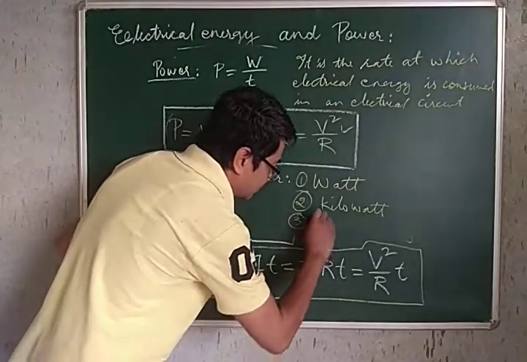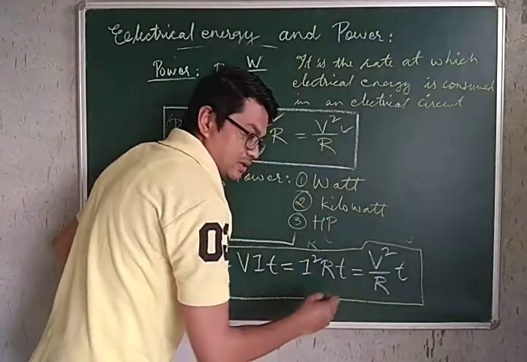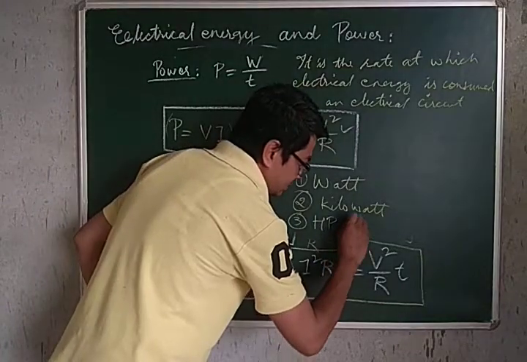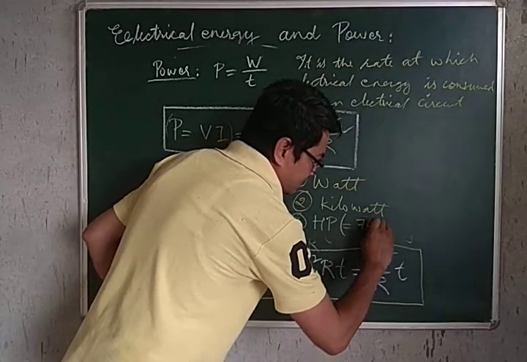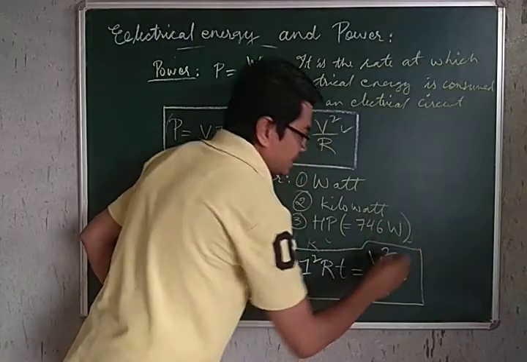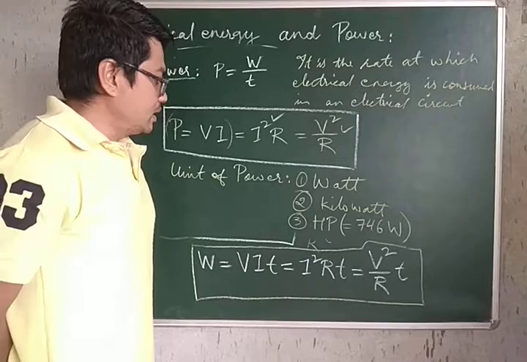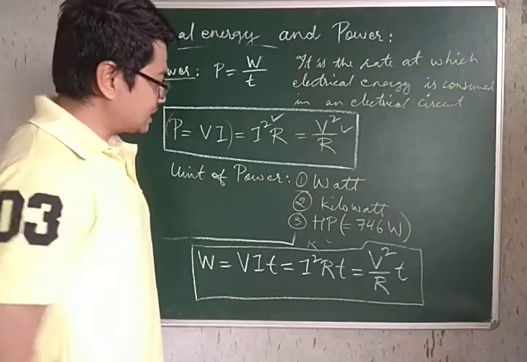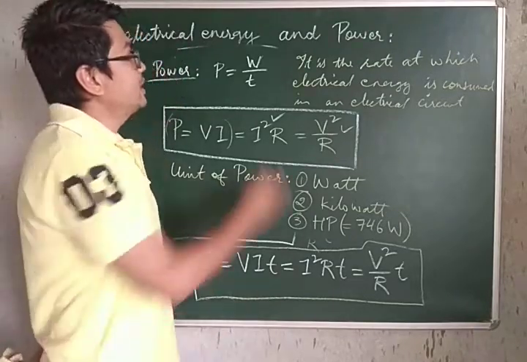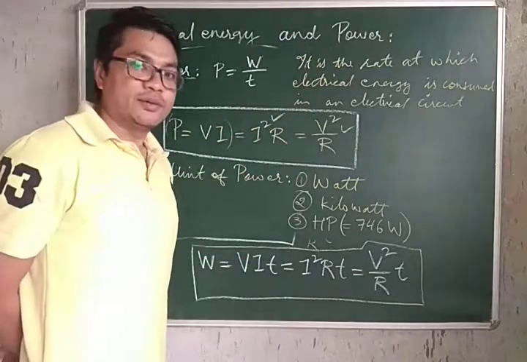We have horsepower, capital H, capital P, and what is the relation? This is equal to how many watts? 746 capital W. Capital W is watt, remember. Okay, so these are the things about electrical energy and power.